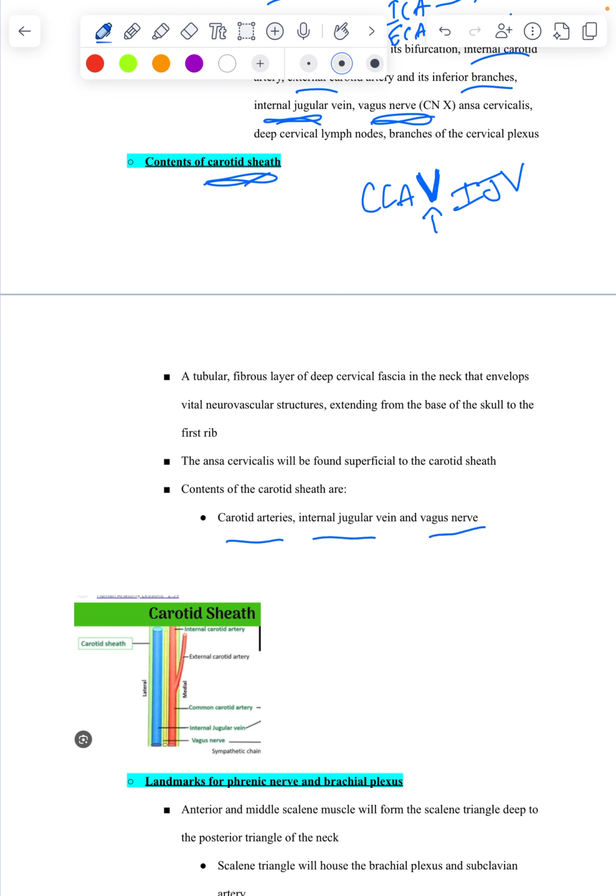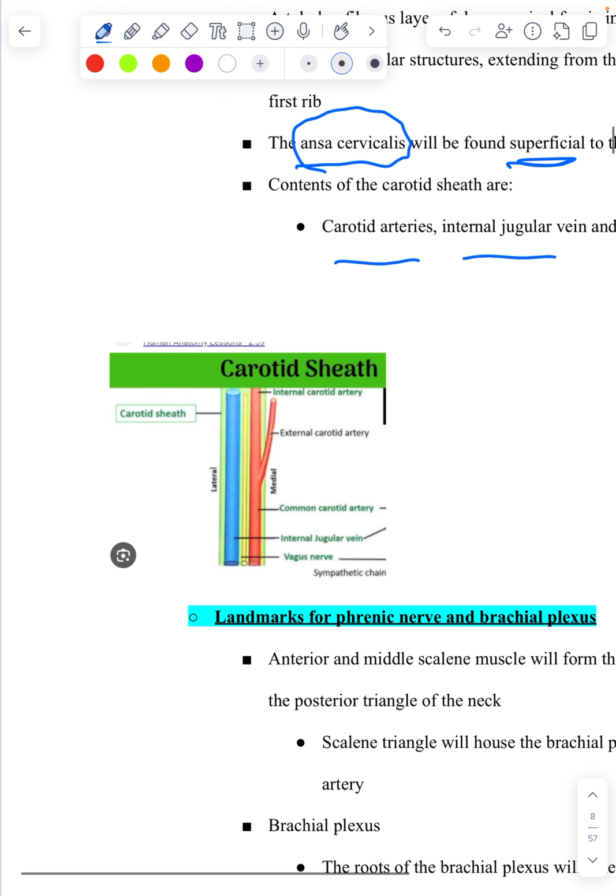Then you can see the ansa cervicalis, which we will also see, superficial to the carotid sheath. It runs superficial to it. And then this is your carotid sheath. So blue is going to be your vein, so internal jugular vein, vagus nerve in between, and then common carotid artery. Later, you'll have external carotid and internal carotid. This picture isn't very representative of how external runs. Obviously, they want to show that external eventually will go to the outside, or more superficial stuff, lateral.